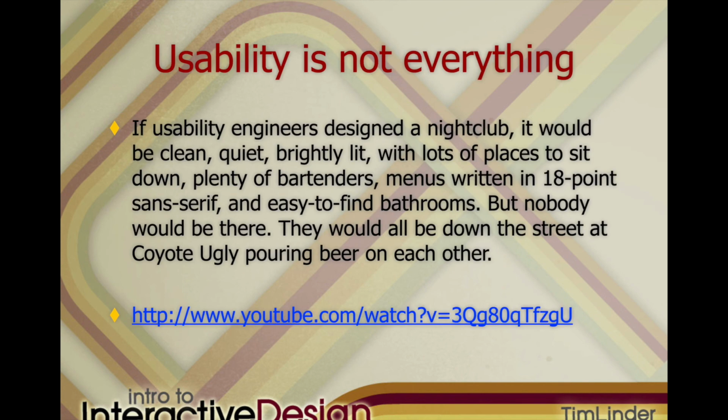And then lastly, there's this quote that Tim has here that usability is extremely important, but it's not everything. If usability engineers designed a nightclub, it would be clean, quiet, brightly lit, with lots of places to sit down, plenty of bartenders, menus written in 18-point sans serif, and easy to find bathrooms. But nobody would be there. They would all be down the street at Coyote Ugly, pouring beer on each other.